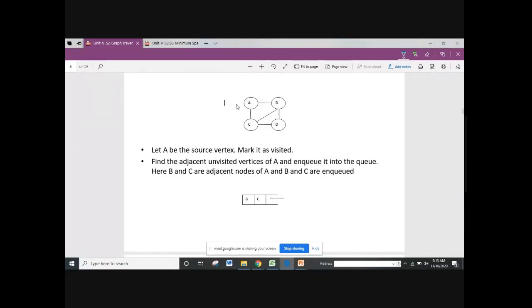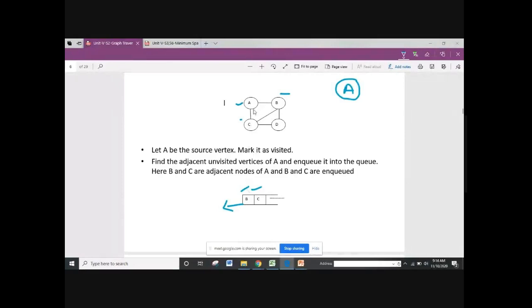First I will start from A as the source vertex and mark it as visited. Assume that my A is here, I have visited that node. Now its adjacent vertices B and C I will push into the queue. A has been visited, so I have marked it separately. Now that B and C are pushed, I will take B out, that is, I'm going to dequeue it.